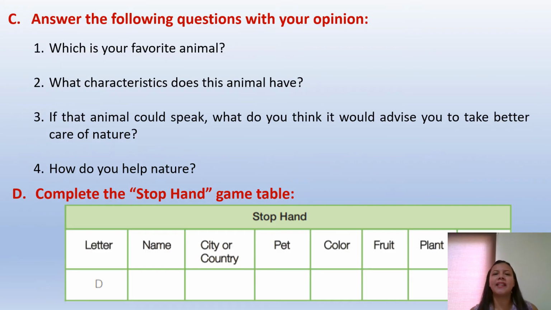So let's start with the next activity, letter C. Answer the following questions with your opinion, okay? These answers are going to be very personal. So over here you have 4 questions. The first one, which is your favorite animal?